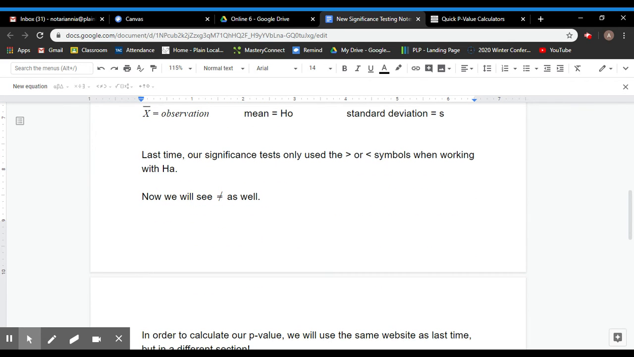One quick little note here, and this is important. The last time we did significance testing, for the alternative hypothesis HA, we either used the greater than symbol or the less than symbol. Now we're also going to see the does not equal symbol. So there are 3 different symbols that we could see for HA depending on the prompt. And that's really the biggest change made in this type of significance testing.